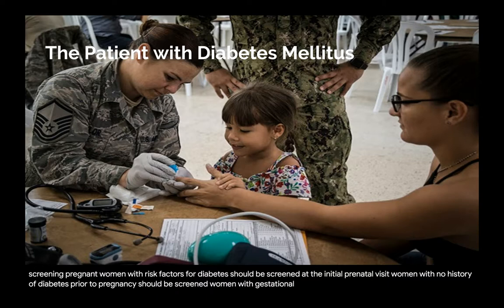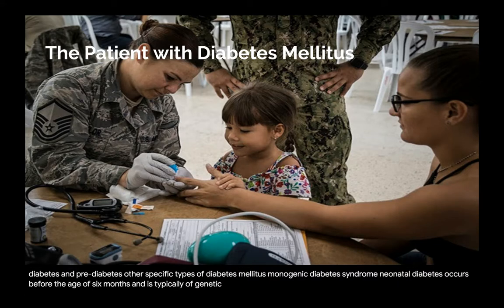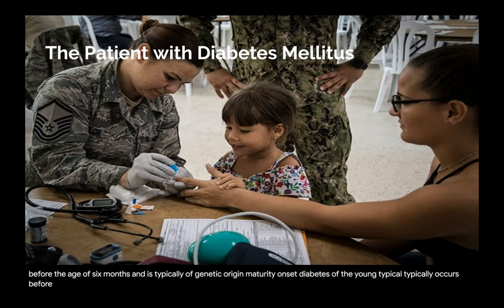Women with gestational diabetes should have lifelong screening for diabetes and prediabetes. Other specific types of diabetes mellitus. Monogenic diabetes syndrome. Neonatal diabetes occurs before the age of 6 months and is typically of genetic origin. Maturity onset diabetes of the young typically occurs before the age of 25 years and is also related to genetic abnormalities in at least 13 genes.